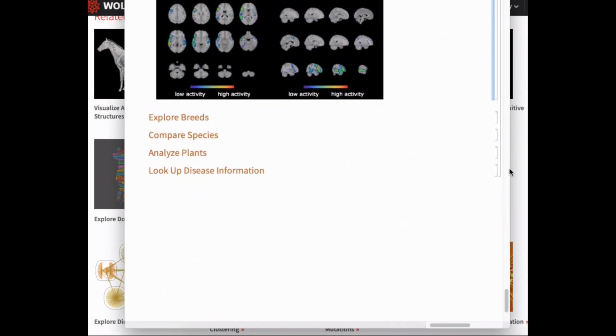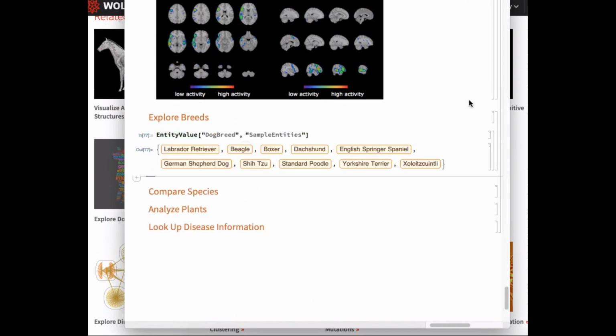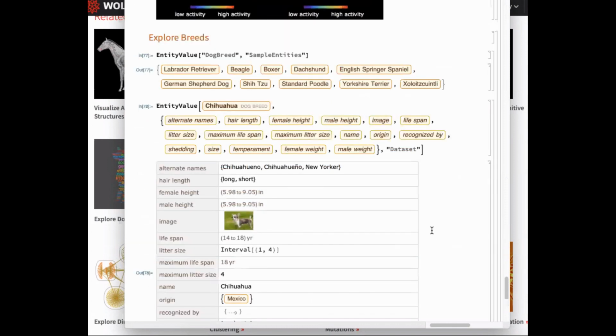So moving on to topics of animals and plants, we have computational data on popular domestic animals. For dog breeds, we have entities describing over 300 different types of popular dog breeds. And you can compute basic information like height, weight, country of origin, or typical temperament for individual types of dog breeds.